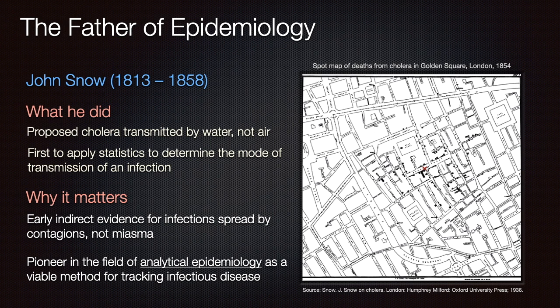Snow showed in his second analysis after the 1854 outbreak that the majority of cholera deaths were in homes around one particular public water pump, the Broad Street pump. He convinced officials to remove the pump handle to stop people from getting water from this source, convinced that they were picking up cholera from the water in that well.